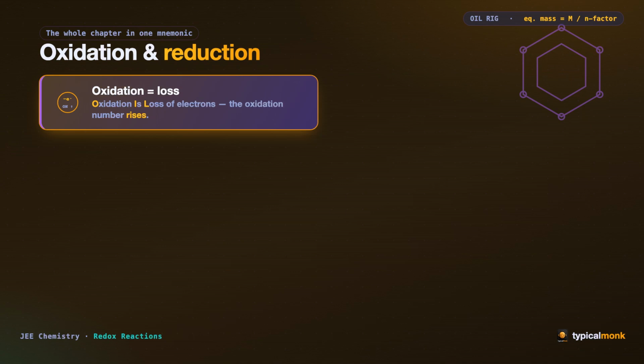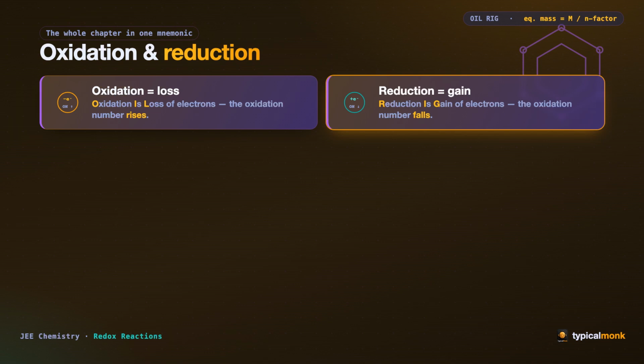The whole chapter fits into one mnemonic, OIL RIG. Let us open it out. Oxidation is loss. OIL, oxidation is loss of electrons, and when a species loses electrons, its oxidation number rises. Reduction is gain. RIG, reduction is gain of electrons, and when a species gains electrons, its oxidation number falls. The word reduction and the number both go down together.